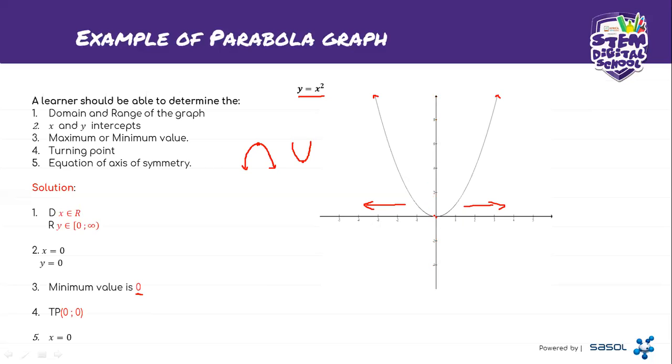Every time you are asked to determine the equation of the axis of symmetry, just go straight to the turning point, because this line passes through the turning point. So you just take the X value on the turning point, and that will help you determine the equation of the axis of symmetry. All right, that's all for the parabola graph.